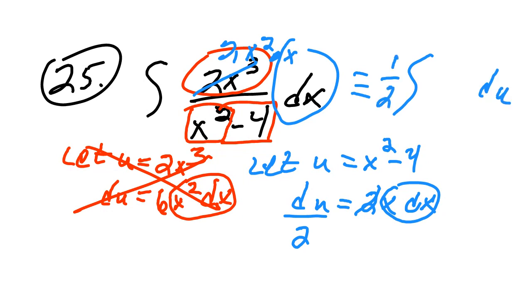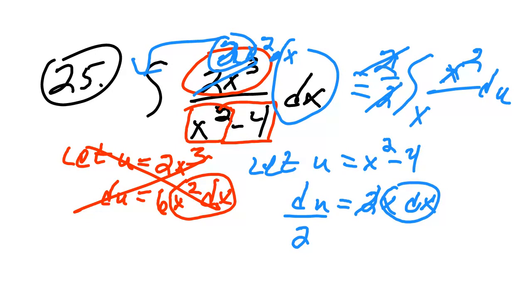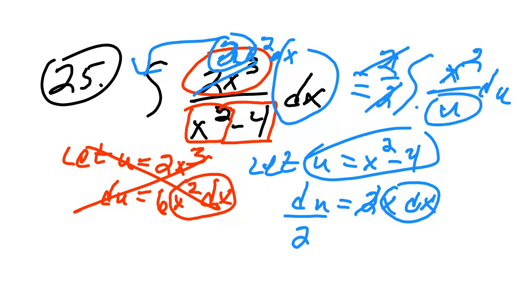I can take that 1/2 out front. And of course, I still have a 2 here as well, so I could pull that out front, and then that's 2 over 2. Guess what? Those cancel out. And what am I left with? I'm left with x squared over x squared minus 4. But x squared minus 4, I can replace that with a u, right? So I'm going to get my eraser out and replace this with a u, which is what I wanted there.